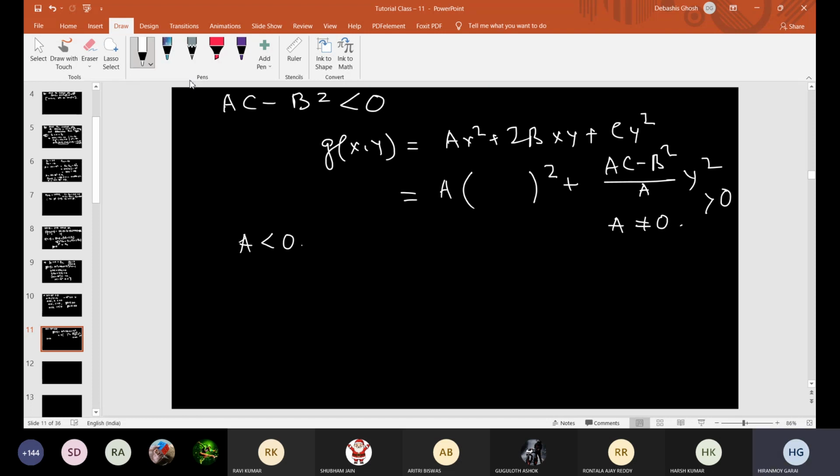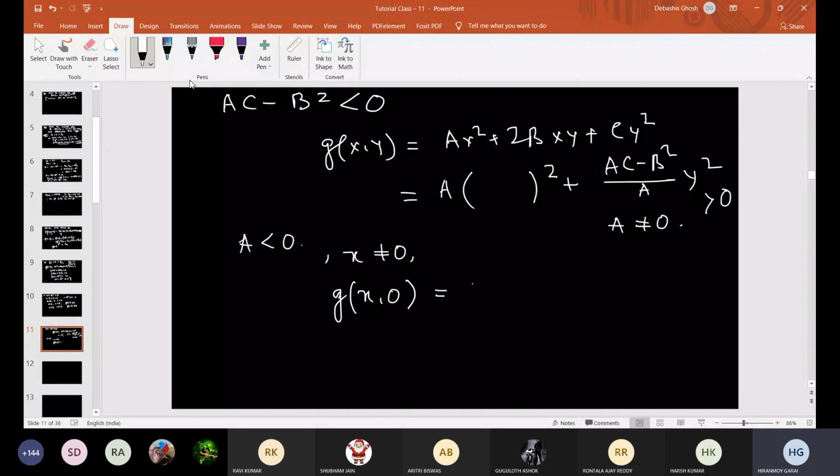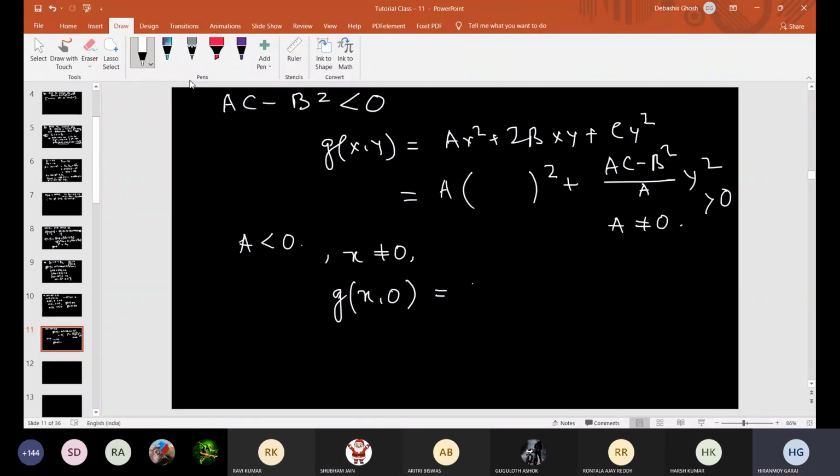But this expression comes to negative, because a is multiplied with this whole square. So at the point for x not equal to 0, if we consider x not equal to 0 and y equals 0, we have g of (x, 0). At this point, if you compute, you can have some expression, because an x squared term is there, ax square. Is it x square? I could not recall exactly.